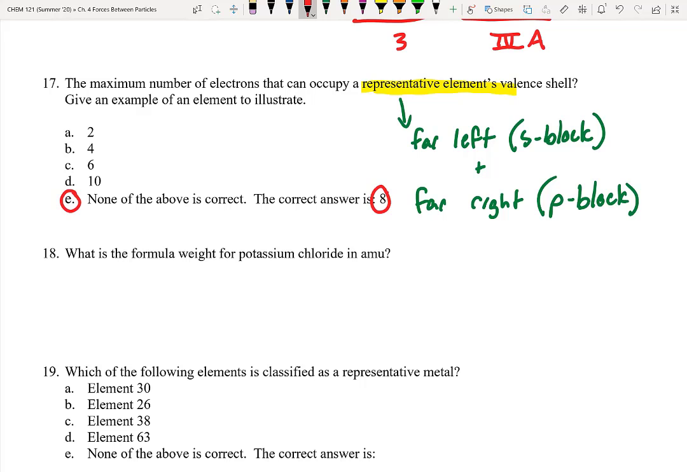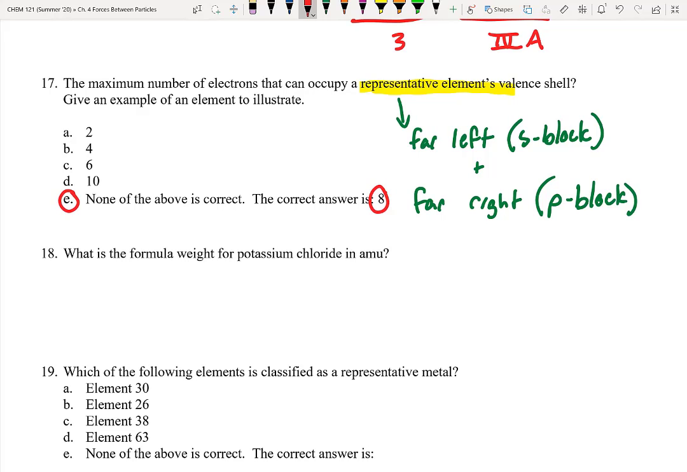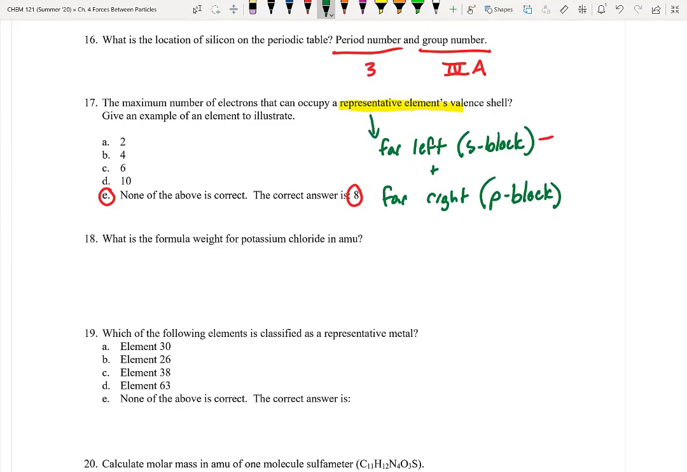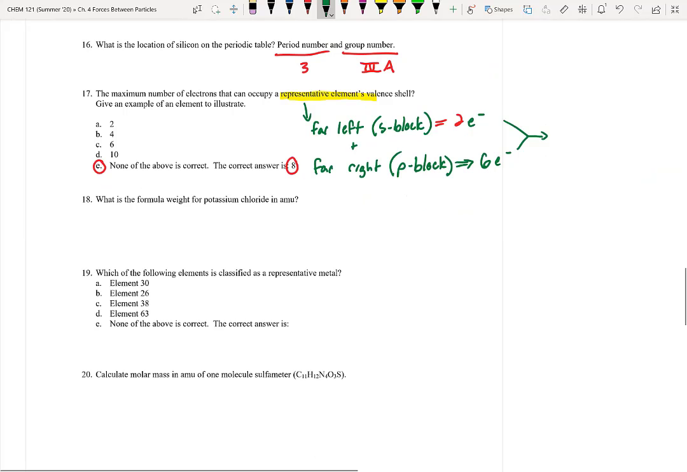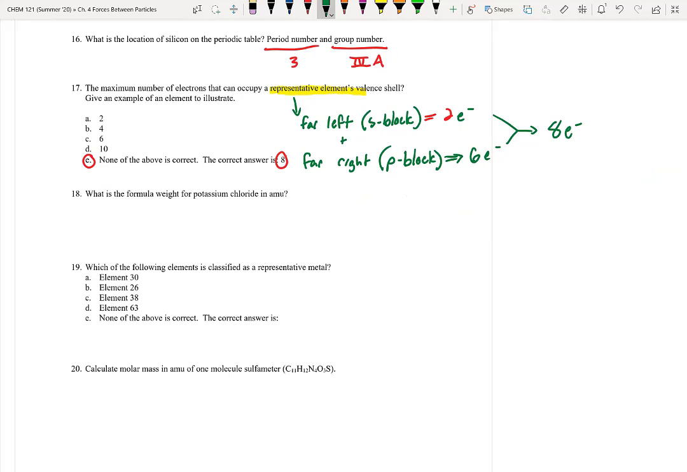But if you think about the S block, it has 2 electrons. And the P block can have a maximum of 6 electrons. So if we add these 2 together, the most you could ever have is 8 electrons in the valence shell. So that's another way of thinking about it.